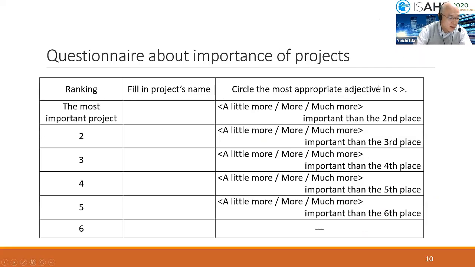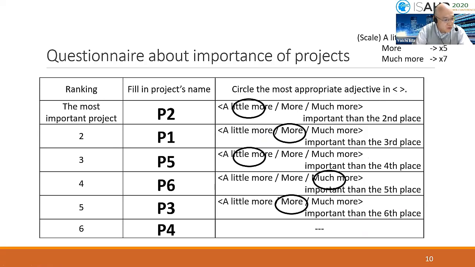On this slide, I show you a questionnaire about the importance of projects. This is a way to easily obtain pairwise comparison values from common people. First, they sort projects with respect to importance from the top. Next, they choose one from three options, which are a little more important, more important, and much more important. From this table, I calculated the weight of each project with this scale.